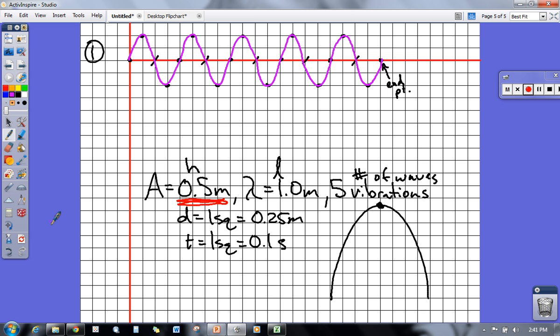Doing so would mean I'd have more than 5 vibrations. I'd have 5 parts of waves.